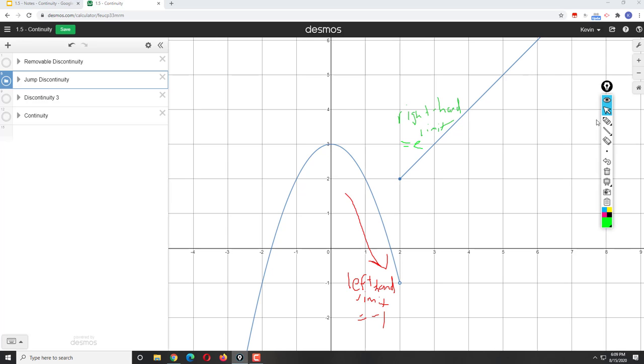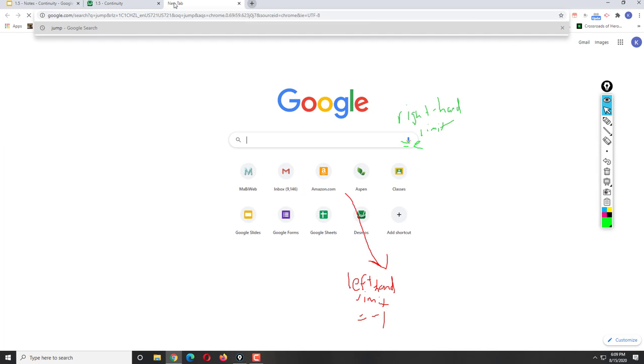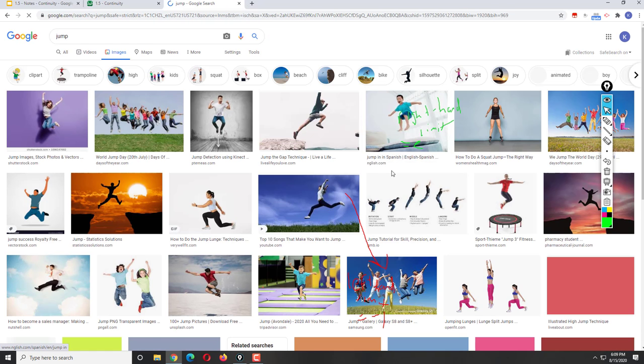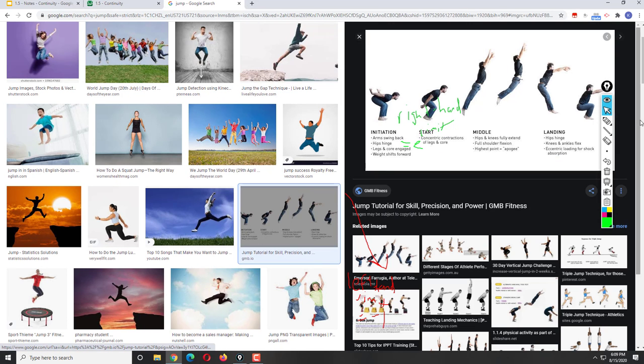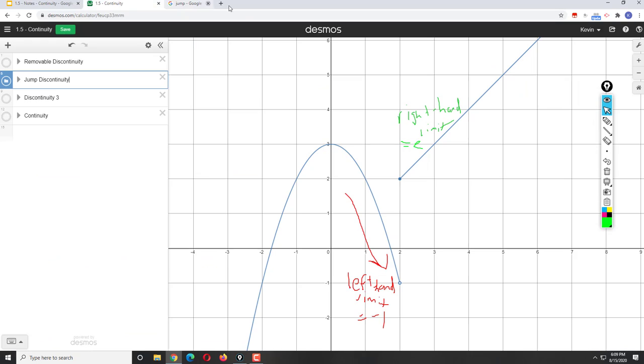What is a jump? Well, let's go to Google Images, jump, and here's an example of someone jumping. And this graph jumped when x gets to 2. It just jumps over here. The left-hand limit and right-hand limit both exist, but they are not equal. So this is called a jump discontinuity.